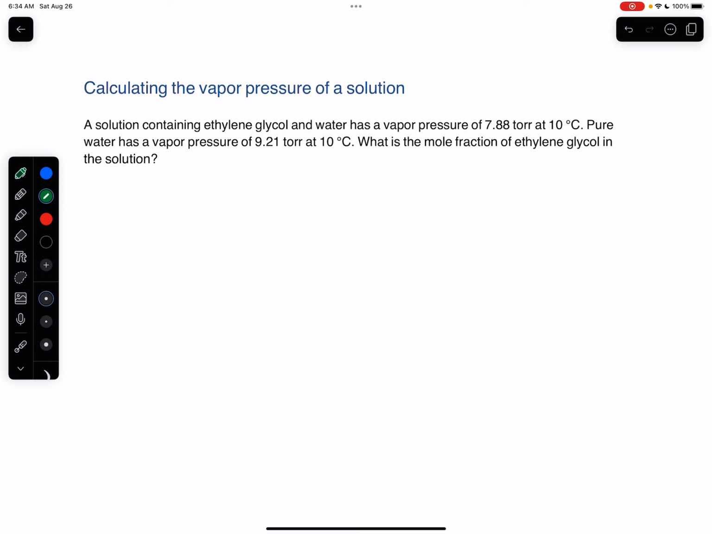So what we need to do out here is first of all write down Raoult's law, which is P solution. So the vapor pressure of the total solution is equal to the mole fraction of the solvent times the vapor pressure of the pure solvent. This is given to us as 9.21, and this is given to us as 7.88 torr. So let's plug that in first and see what we get.